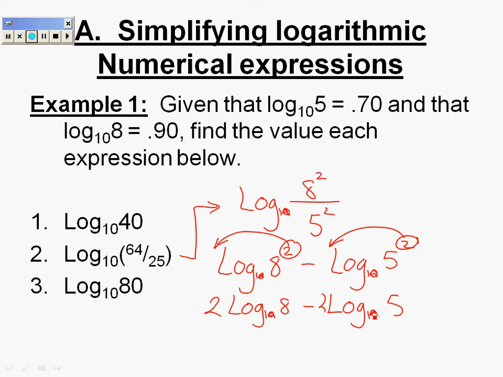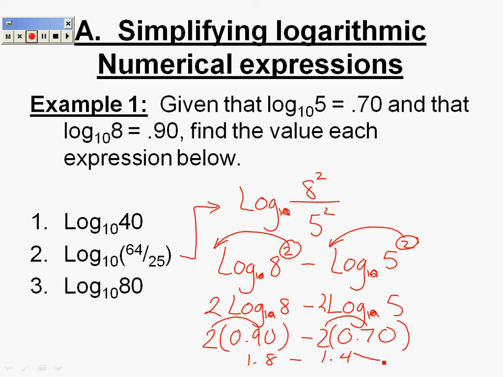What is log base 10 of 8? 0.9, right? Look in your directions. Log base 10 of 8 is 0.9. And then log base 10 of 5? There you go. So we just have to do some math here. 2 times 0.9 is 1.8. 2 times 0.7 is 1.4. And if you subtract those, you would get 0.4.